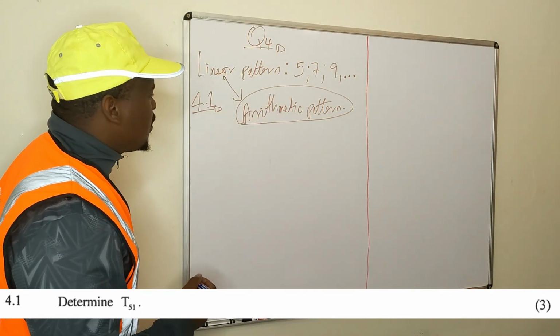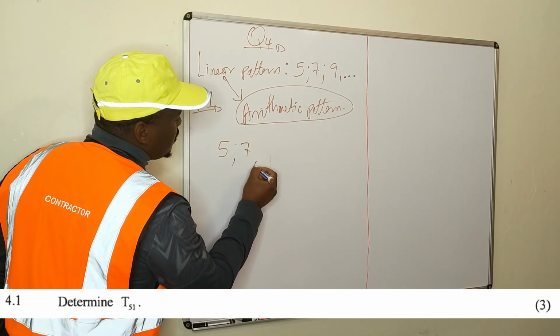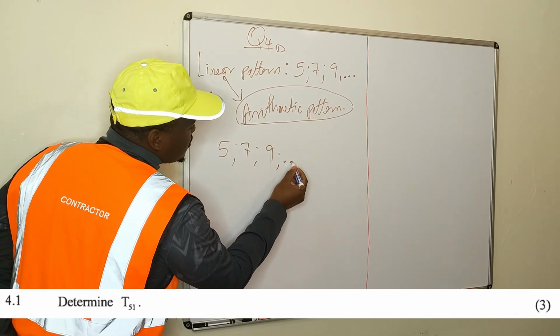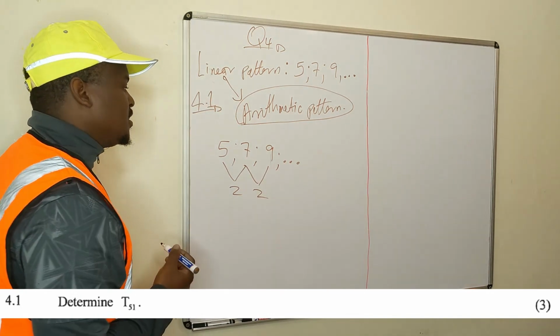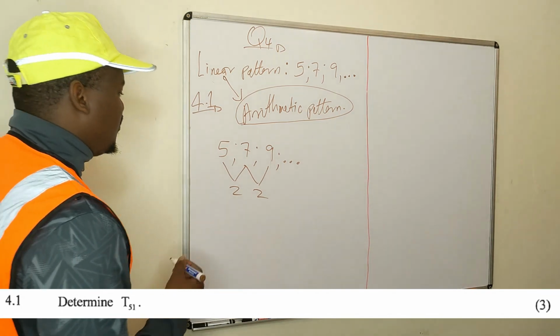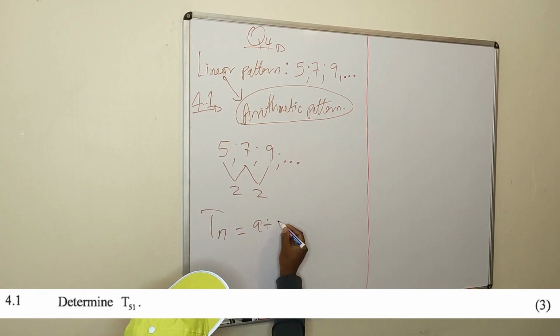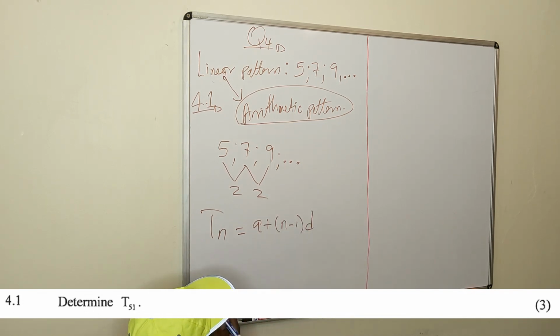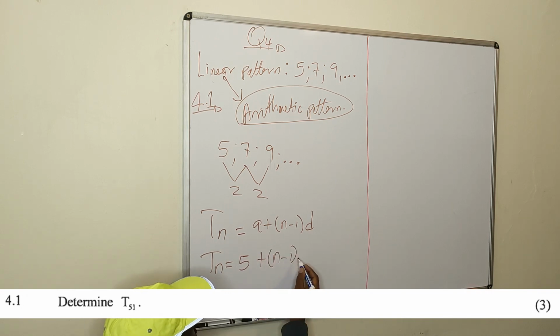So what do you have? You say, okay, I have my linear pattern. It has 5, 7, 9, and then it continues, right? The difference between all terms is 2, right? So what do you want? You want term number 51. So your Tn, your general nth term, is a plus n minus 1 times d, right? So Tn is equal to a, your first term, which is 5, plus n minus 1 times d, and your d is equal to 2.